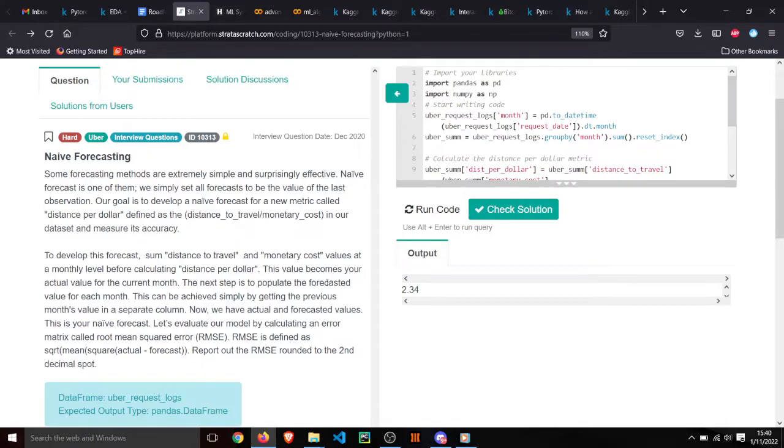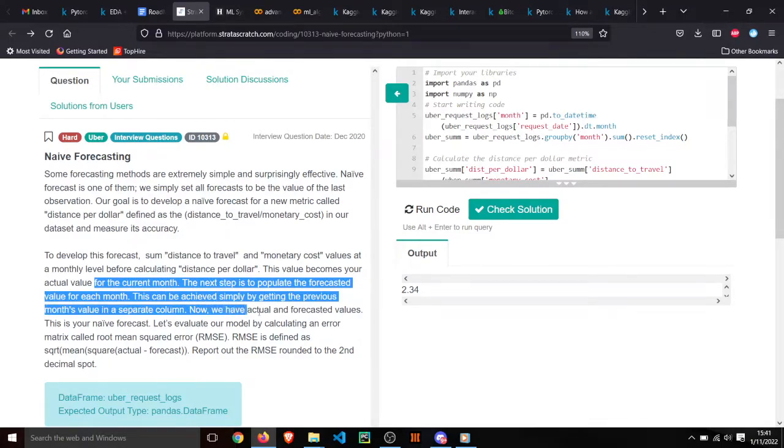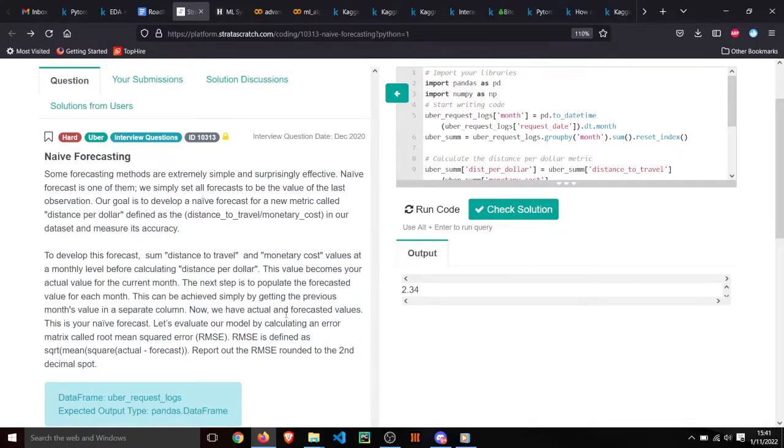Next step is to populate the forecasted value for each month. This can simply be achieved by getting the previous value. Basically, if you look at this, it will be a lag function as you use in a window function, right? So just shift your rows one down, and that'll be your forecasted values. And then our RMSE, the root mean square error, is the difference between the previous month and this month. So this is what we have to calculate.